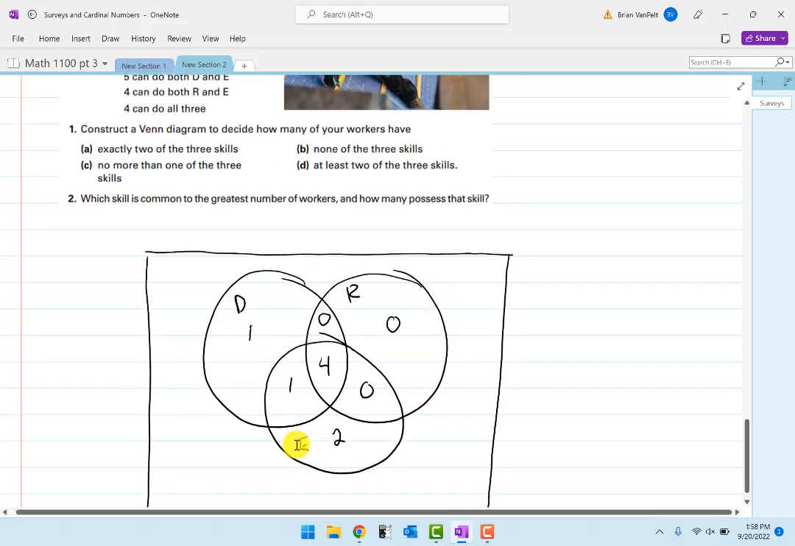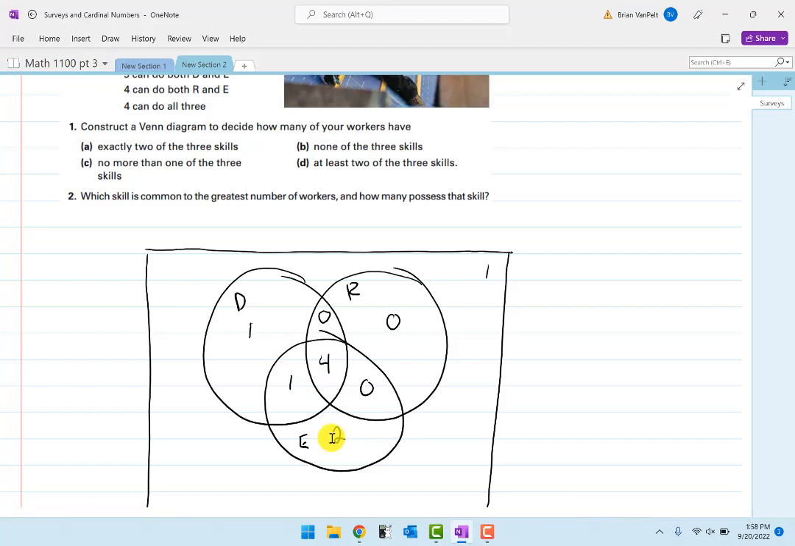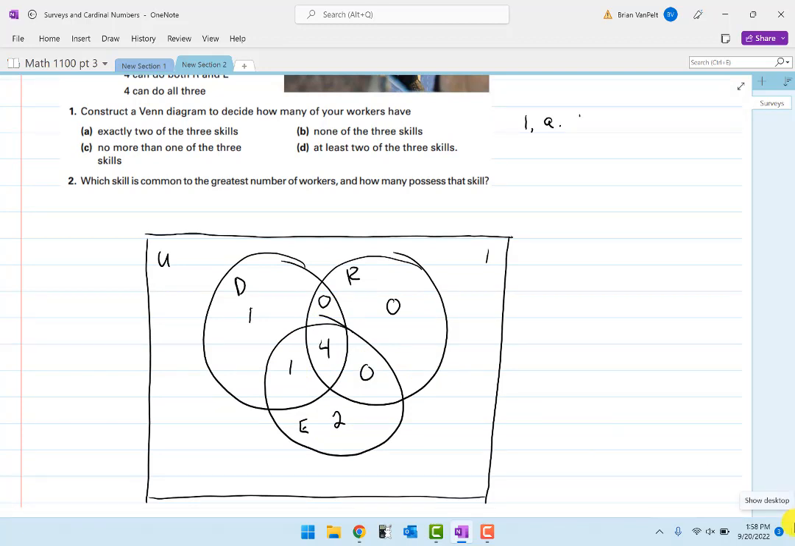Now there was a total of 9 people here. If you add up these numbers, 1, 2, 6, 7, 8, that means that there had to be exactly 1 person on the outside. Let's go ahead and answer the questions that they've asked. For part 1A, exactly 2 of the 3 skills. That's these people here, this 1, this 0, and this 0. So you're going to have 1 plus 0 plus 0, that will equal 1.